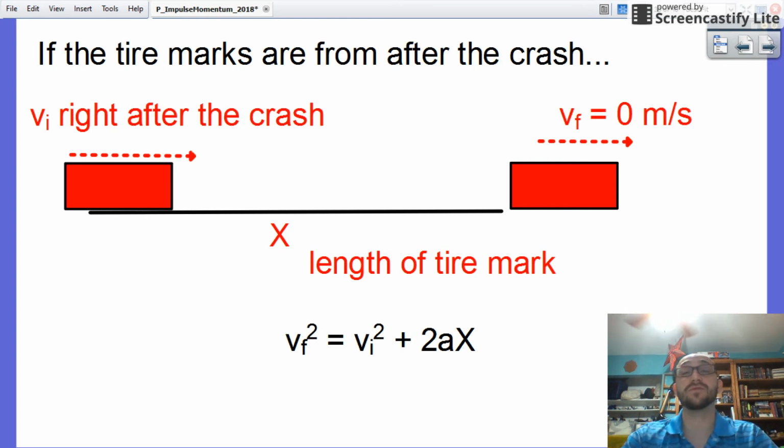Now, if those marks are from after the crash, it's easier because we know the final velocity. It's 0 because you skid to a stop. So we know that V final is going to be 0. We know A, the negative acceleration from the last slide, and we know X, the length of the tire mark. We just need to solve for the VI here. Except here's what's going to be confusing. The VI here is the velocity of the wreck right after the crash, which is going to be V final in your conservation of momentum problem.